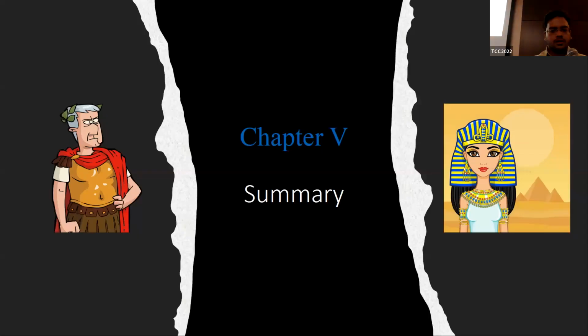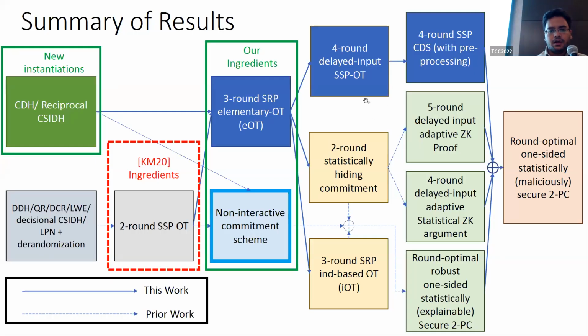reciprocal C side. So to summarize, we build the round optimal one-sided statistically secure 2PC from these 2 ingredients. These are our ingredients. And we instantiate them from CDH and reciprocal C side. And we also instantiate them from the previous decisional assumptions. And this is the KM20 result.